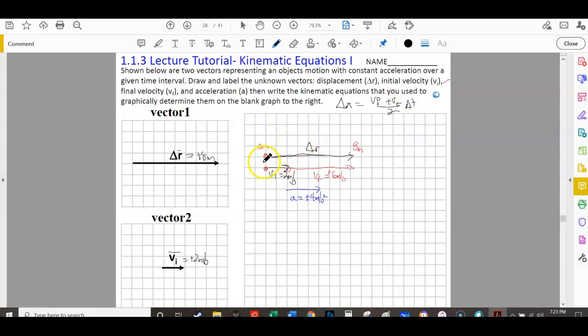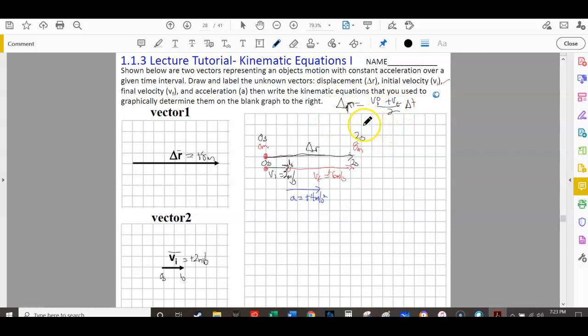Okay, and I want to point out that this is 0 seconds, and now it's at 1 second, and this is 2 seconds. So our delta t, for this delta r in our case, is over the period of 1 second to 2 seconds. That's the definition of initial velocity, right? So we need to manipulate this equation to solve for the final velocity.